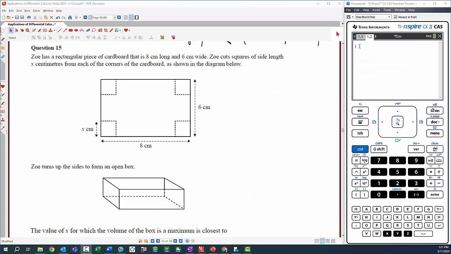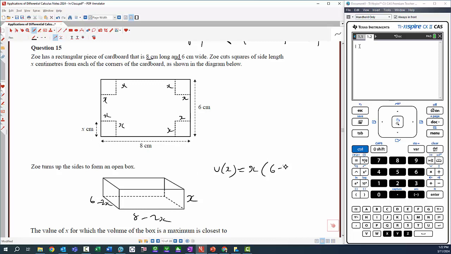This question here involves the classic open top box style question. So what we've got in this case is Zoe has a rectangular piece of cardboard, 6 by 8, and what she wants to do is cut these side lengths out to make this open top box. So what she cuts out, we're going to write down, that's going to be x. Okay, and therefore she'll end up creating a box with x height, 8 take 2x length, and 6 take 2x width. So our volume, V of x, is going to be just x times (6 take 2x) times (8 take 2x).